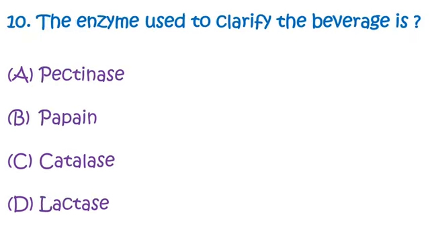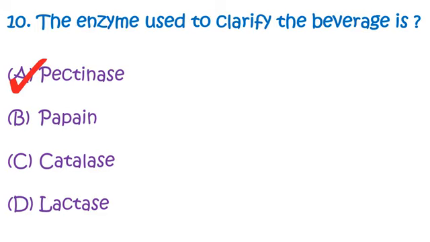Question number 10. The enzyme used to clarify the beverage is option A, pectinase, option B, papain, option C, catalase, and option D, lactase. And the correct option is option number A, pectinase. Pectinase is an enzyme that breaks down the pectin into its monomer sugar called galacturonic acid. Since it breaks down the pectin, it facilitates the liquefaction, clarification, and juice extraction, and thus is widely used in the fruit and vegetable industry.